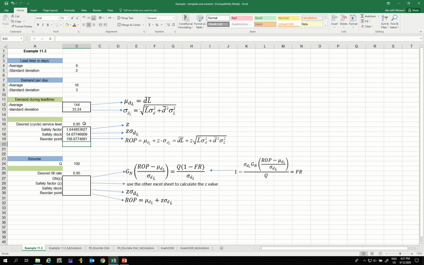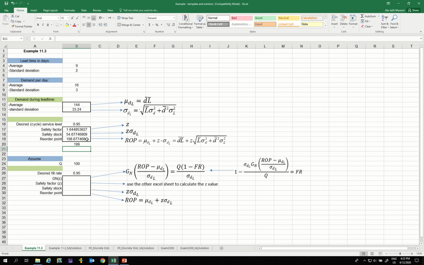So 198.7, and of course I will round it up to the next integer value. So 199 is a reorder point that will ensure meeting a cycle service level equal to 95%.